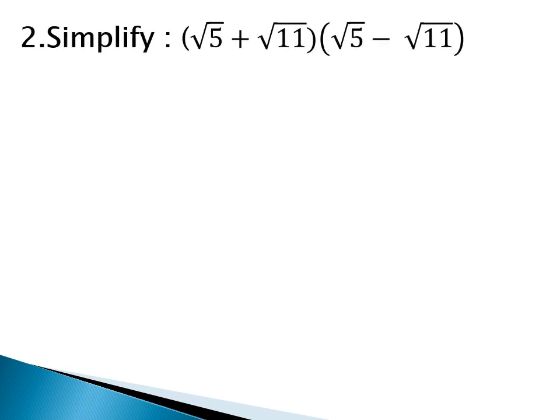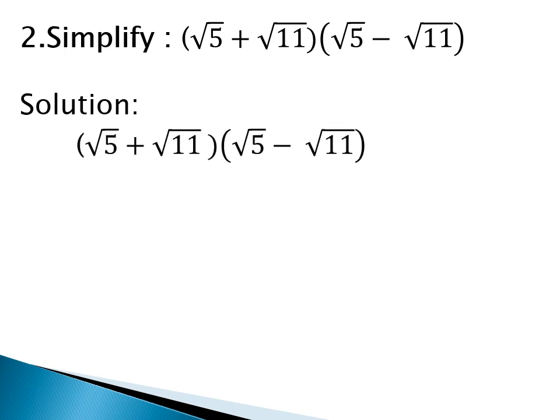Second question, simplify (root 5 + root 11)(root 5 − root 11). Same question, we have to expand that one. But here one is in a plus b form, another one is in a minus b form. So you know that (a + b)(a − b) equals a square minus b square. The same concept we are applying here. So each term we have to multiply.